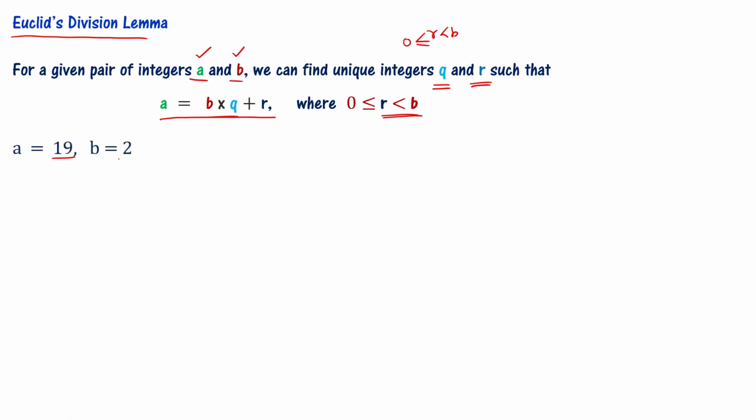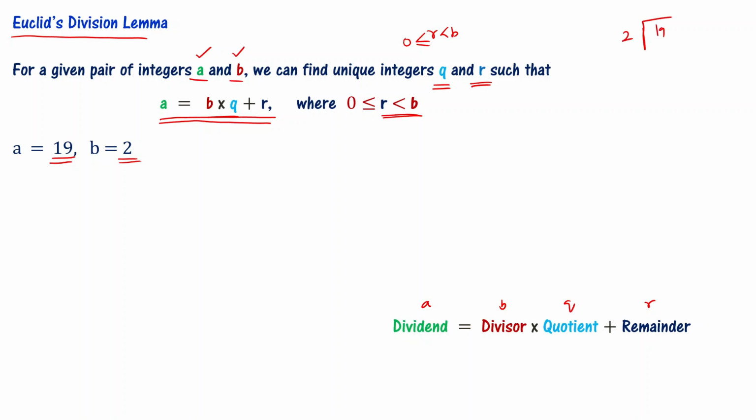Suppose we take an example: a equal to 19 and b equal to 2. We have a equal to b times q plus r, right? We know that dividend equals divisor times quotient plus remainder. If a is the dividend, then b is the divisor, q is the quotient and r is the remainder. So now a is the dividend and b is the divisor, meaning we have to divide 19 by 2. 9 times 2 is 18. When you subtract, you get 1 as the remainder.